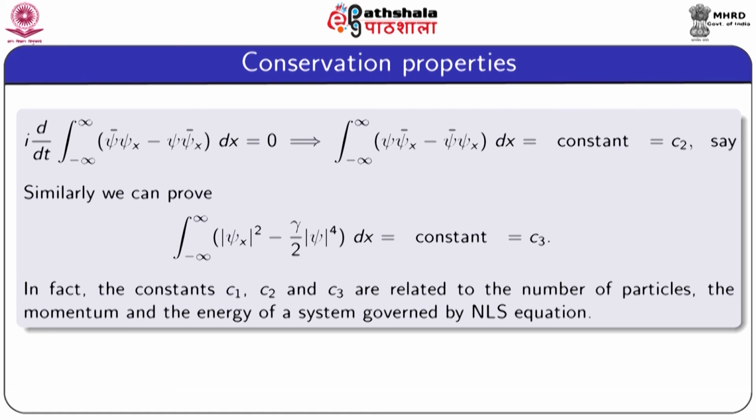In the similar way, we can prove that the quantity, the integral of |psi x| square minus gamma by 2 |psi| to the power 4 dx, also remains constant. The derivation of this integral is available in our e-text. So, we get three integrals of motion C1, C2, C3, and they are related to the number of particles, momentum and the energy of the system governed by the nonlinear Schrodinger's equation. So, in this way we can obtain other integrals of this equation.